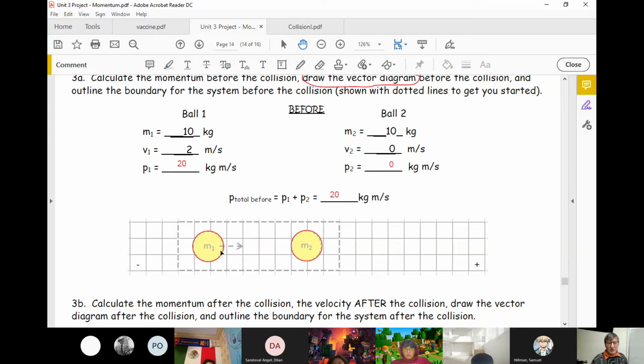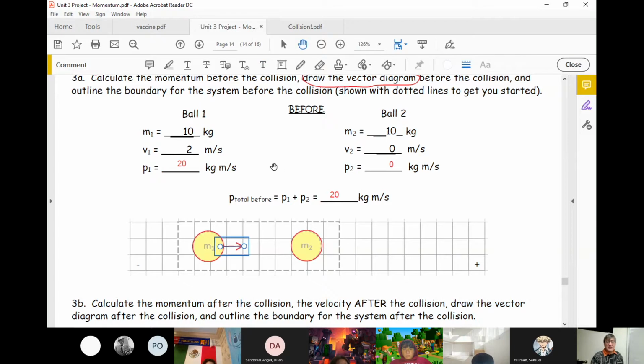Okay, so I've drawn my two masses. In this case, they're both balls. Next, I need an arrow that represents their momentum. Now, sometimes an arrow in a vector diagram represents velocity, but this is really representing velocity combined with their mass. So this one is a momentum arrow, not a velocity arrow.